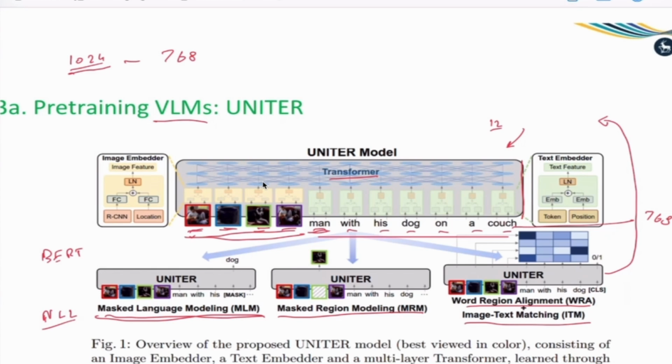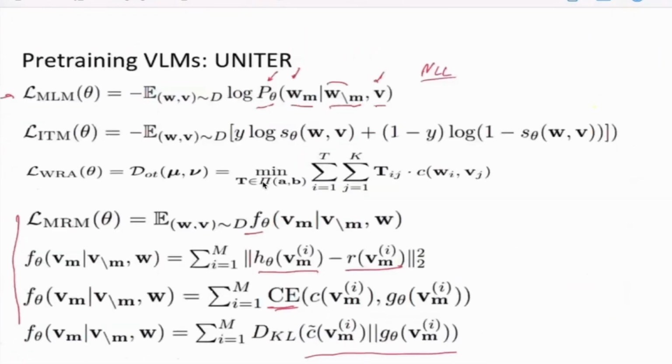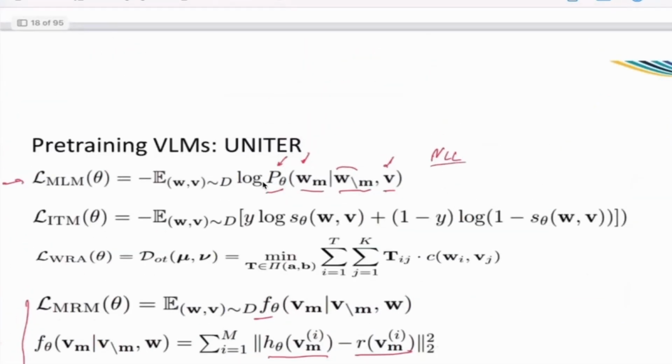And how do you extract the positive and negative? You have a batch, and you have the paired data from the same image and corresponding text. That's a positive label. Take any other text from the batch, that will be a negative label. And then you go and do good old binary cross entropy. So that is image text matching. This is the definition of binary cross entropy. We covered that in detail before.